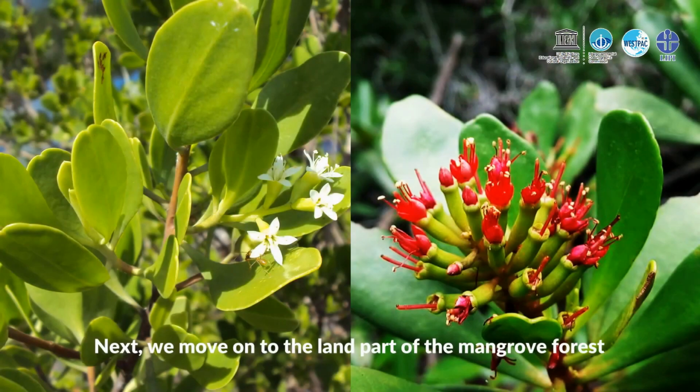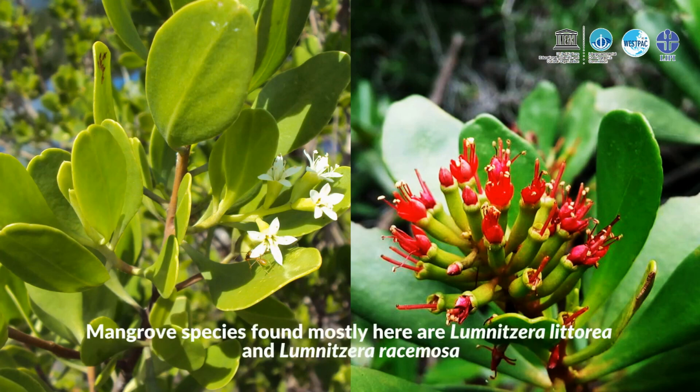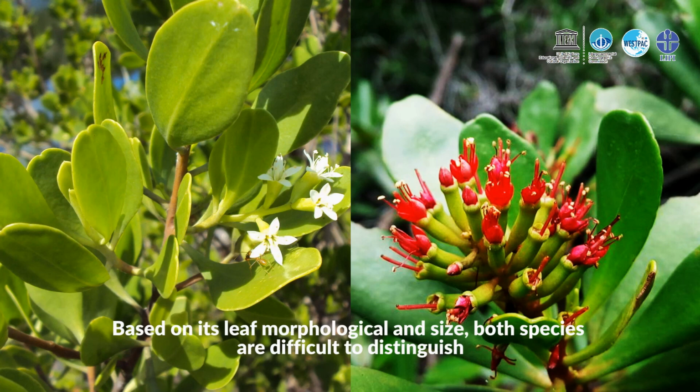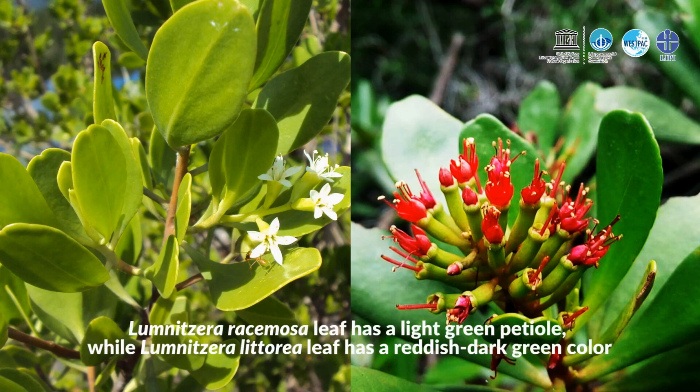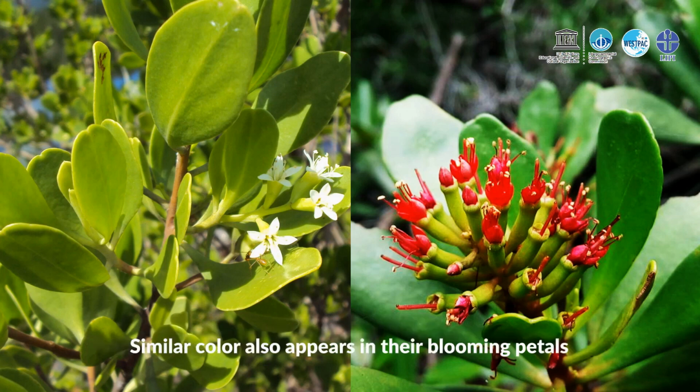Next, we move on to the land part of the mangrove forest. Mangrove species found mostly here are Lumnitzera littorea and Lumnitzera racemosa. Based on its leaf morphology and size, both species are difficult to distinguish. However, their petiole color differs. Lumnitzera racemosa leaf has a light green petiole, while Lumnitzera littorea leaf has a reddish-dark green color. A similar color also appears in their blooming petals.